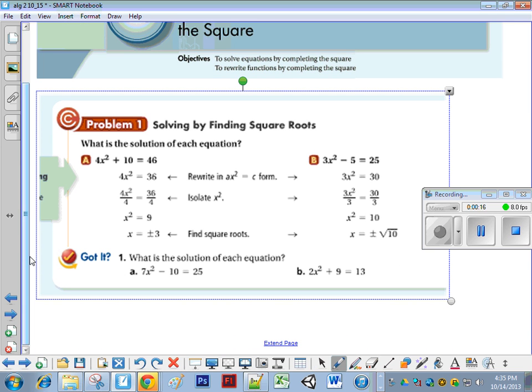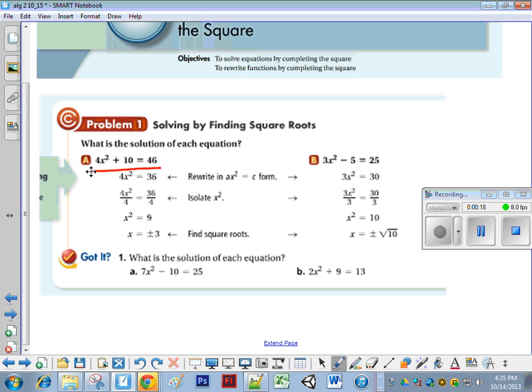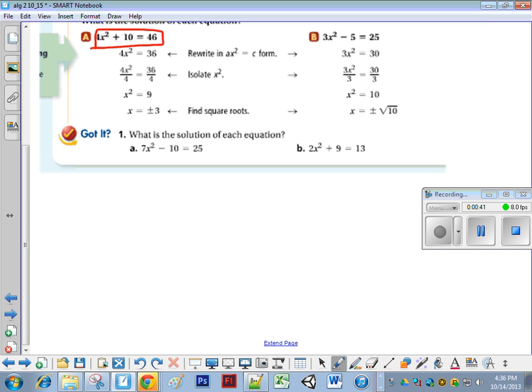This first one, I've got 4x squared plus 10 equals 46. I'm going to subtract 10 from both sides, so now I have 4x squared equals 36. I divide by 4, I get x squared equals 9. And then I have x equals plus or minus 3. Okay? And let's try a couple of the other ones.